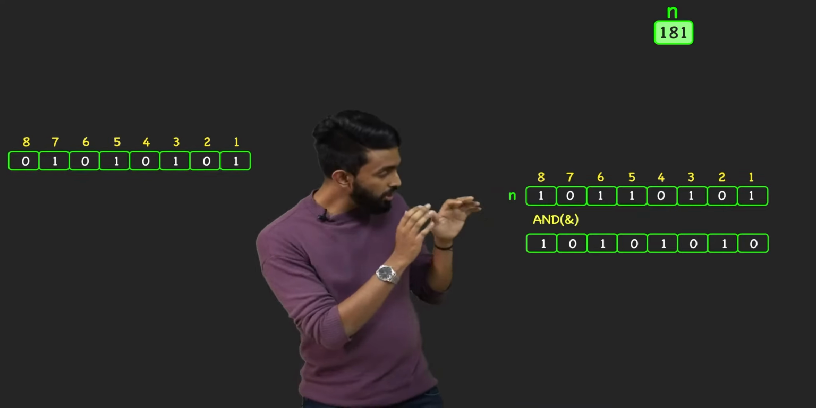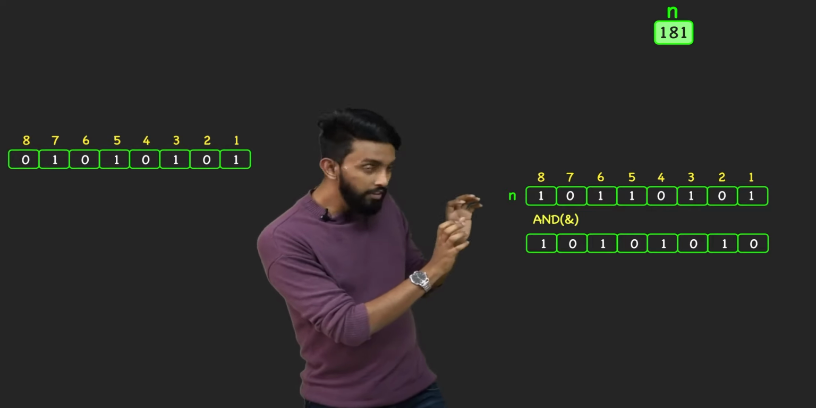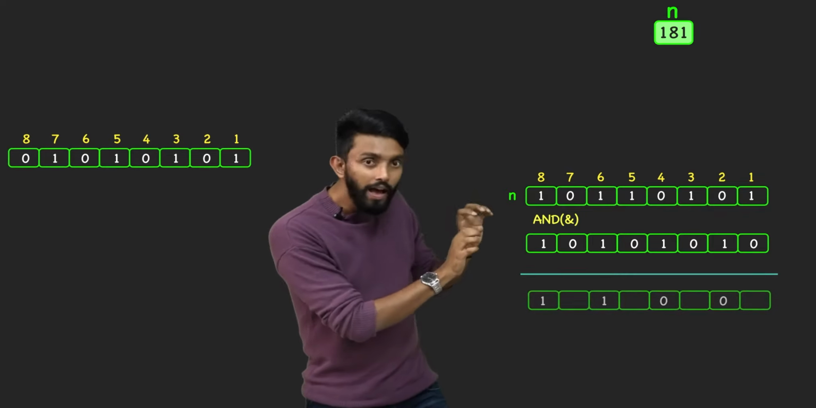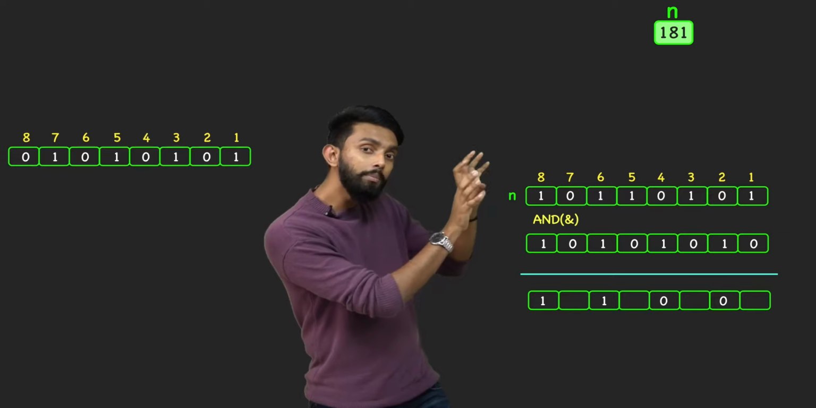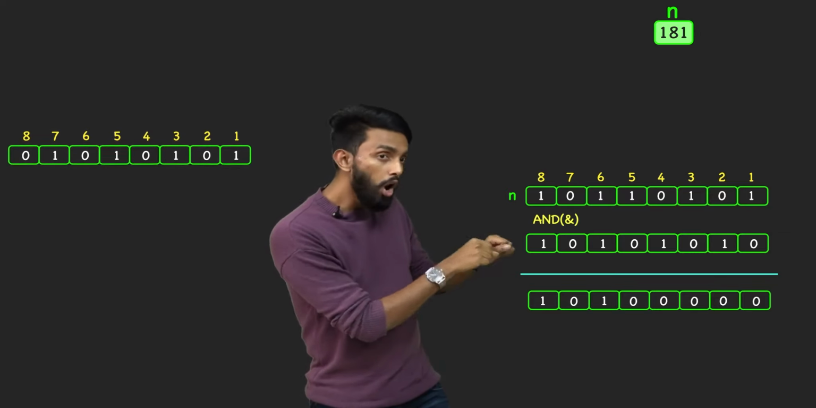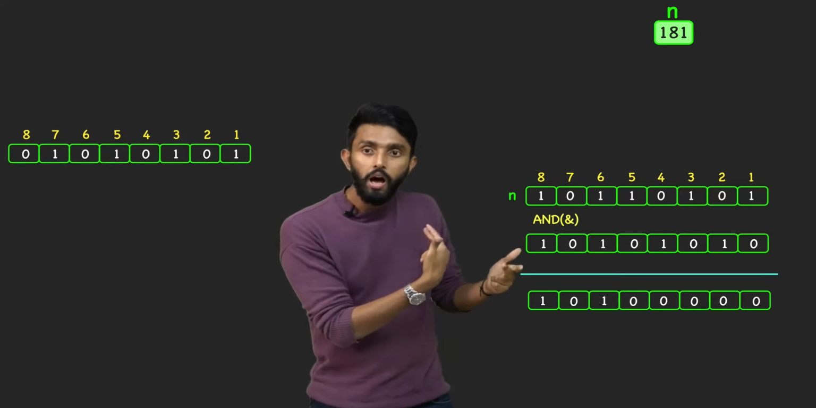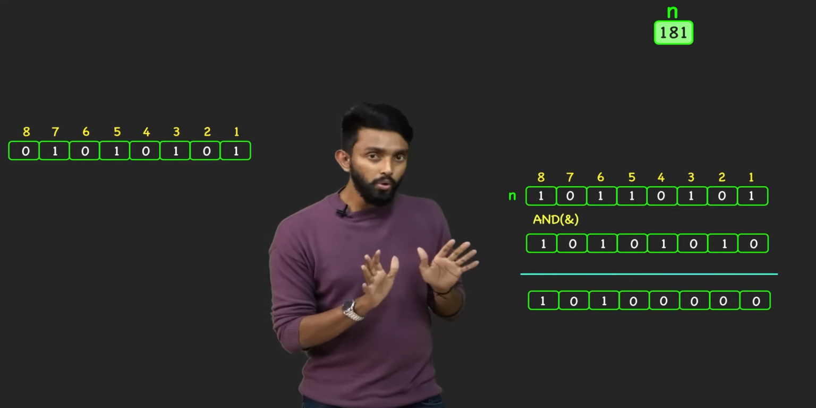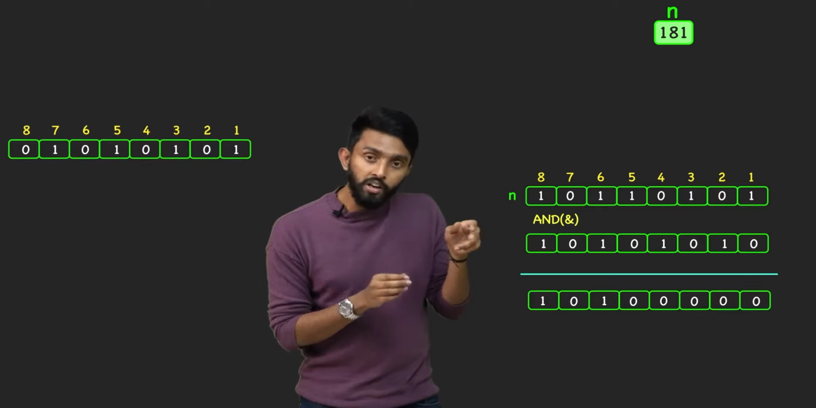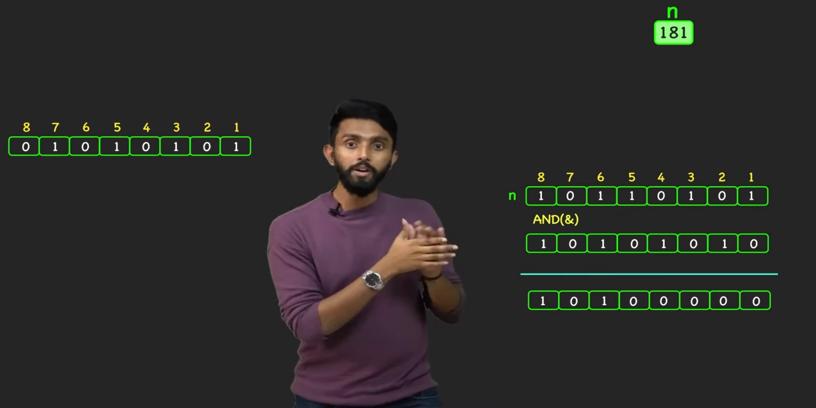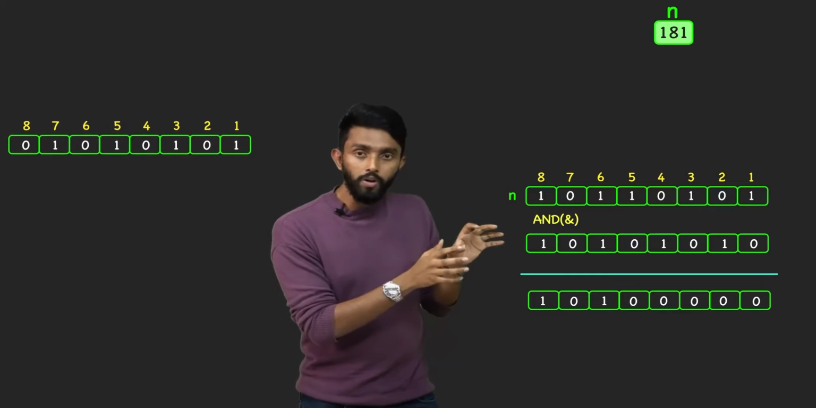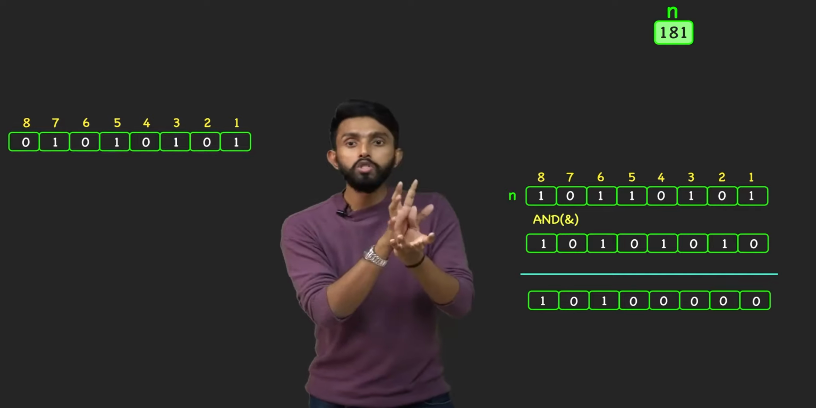What will happen is, all the even bits will be preserved as they are. All the odd bits are going to become zeros. Would you agree with me? So, upon doing the AND operation, all my odd bits have disappeared. My even bits have been preserved. Now, I want these even bits to occupy odd positions. I want the even bits to occupy odd positions.